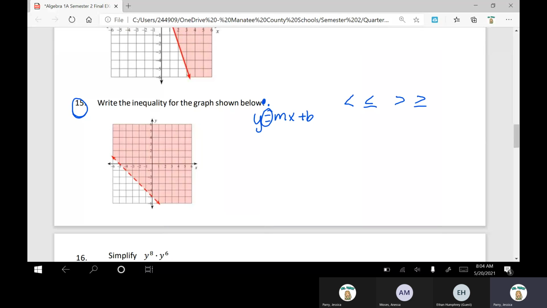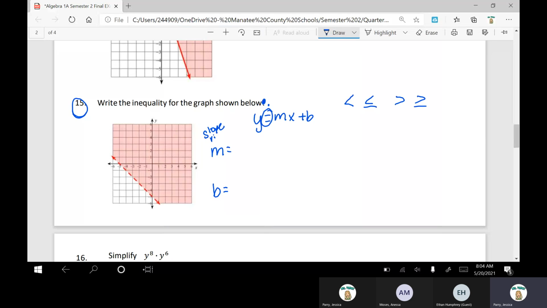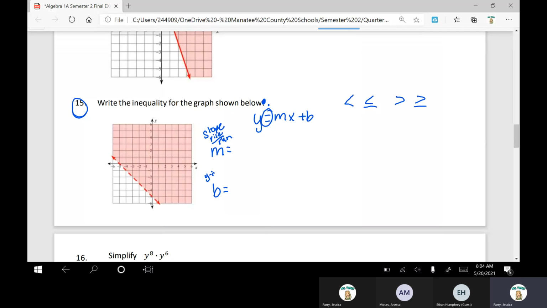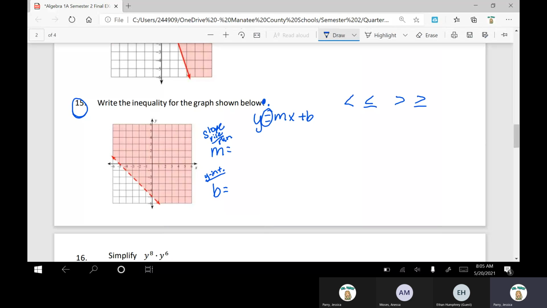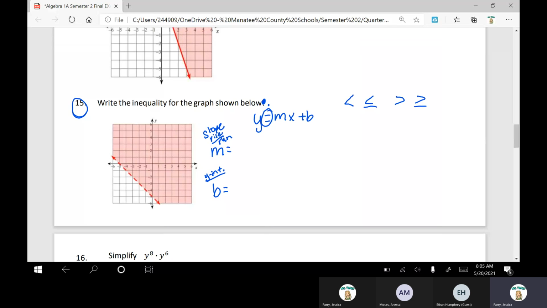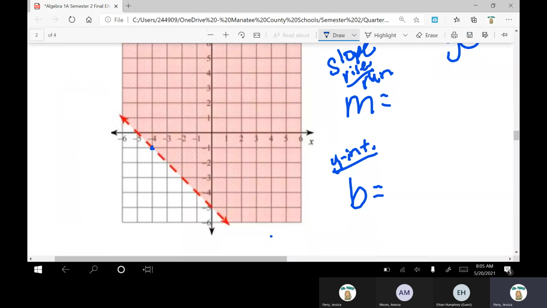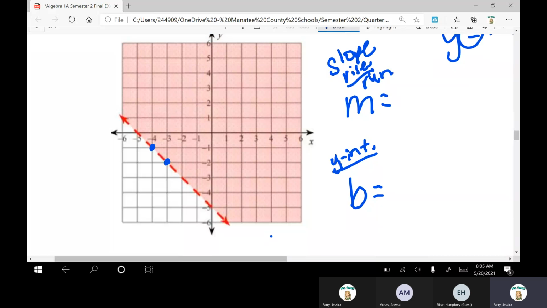So when you're doing this, the first thing I always recommend doing is first finding m. So I'll write m equals, and then we can find b for b equals. Remember, m is your slope, the rise over run, and then b is your y-intercept. Okay, so slope, that's rise over run. We need to find where your line crosses on the graph perfectly. So I'm going to zoom in so you can see it a little bit better. I've got a point right here where it's crossing perfectly, and a point right here where it's crossing perfectly as well.